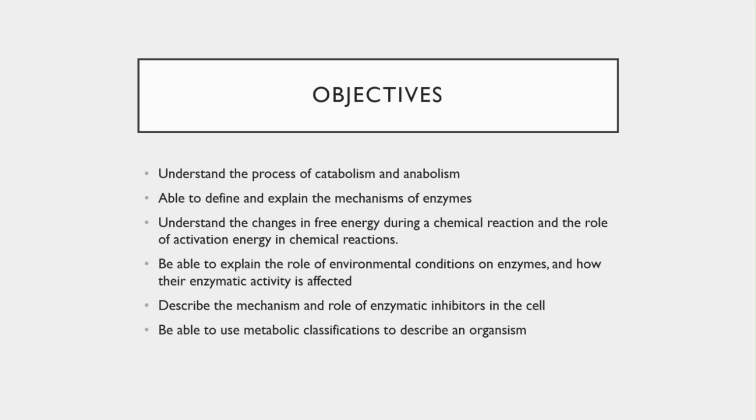The objectives in this chapter are to understand the process of catabolism and anabolism, to be able to define and explain the mechanisms of enzymes, understand the changes in free energy during a chemical reaction and the role of activation energy in chemical reactions, to be able to explain the role of environmental conditions on enzymes and how their enzymatic activity is affected, describe the mechanism and role of enzymatic inhibitors in the cell, and be able to use metabolic classifications to describe an organism.